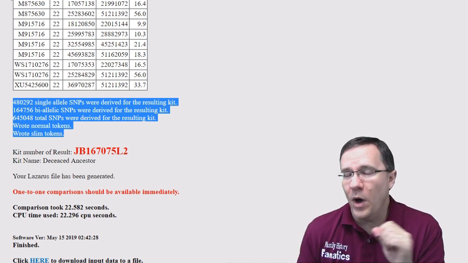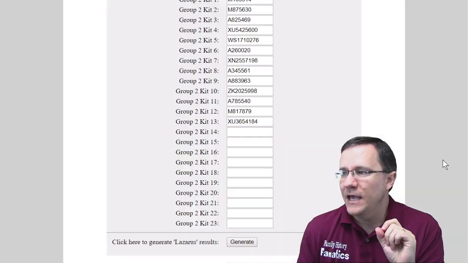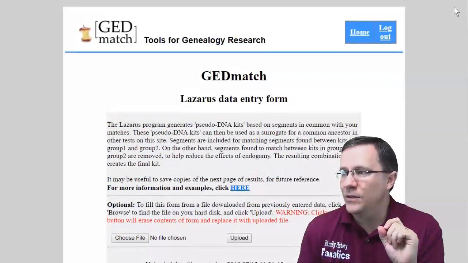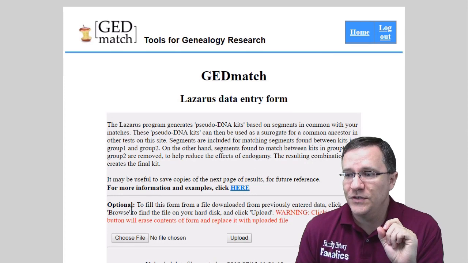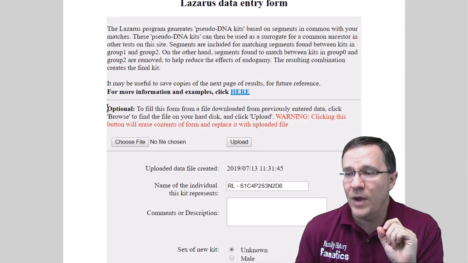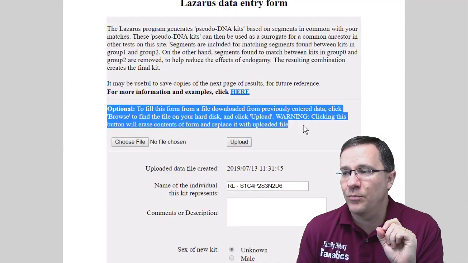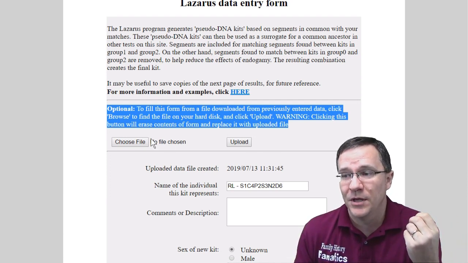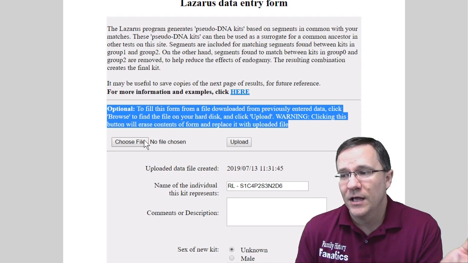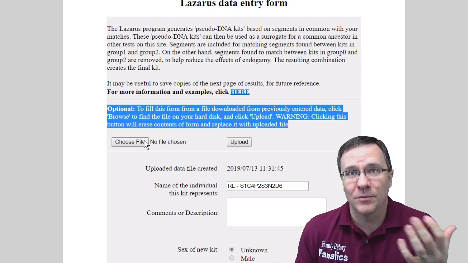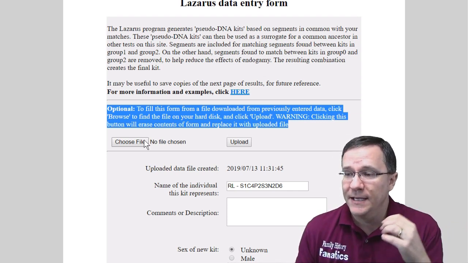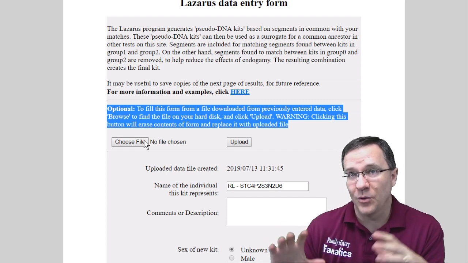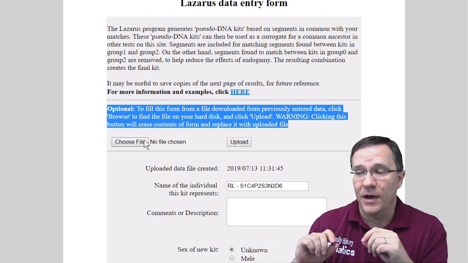Let me show you why you might want to do that. If we go back to the Lazarus homepage, you can see that one option is to upload a previous file, which would be the file you had just downloaded. So I can choose a file, I can upload it, and I have a starting place for my Lazarus Kit. And that's really what I've done with my father.